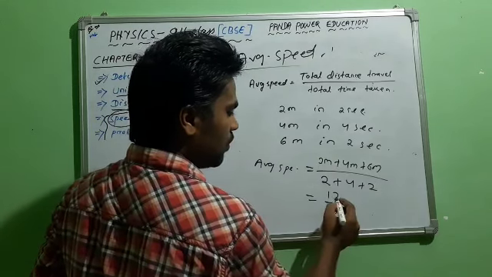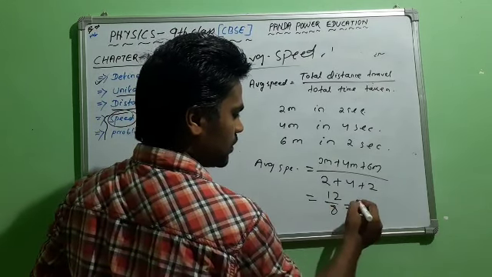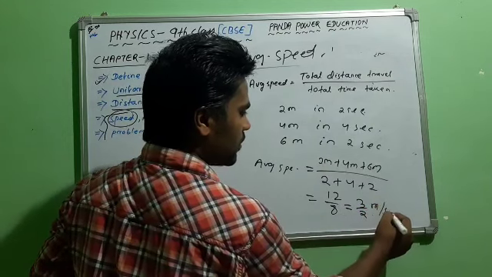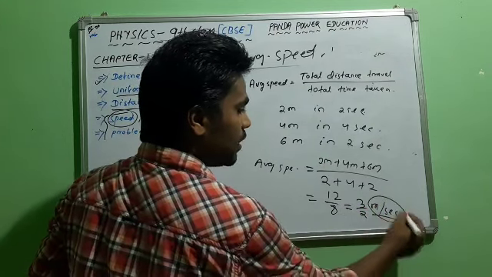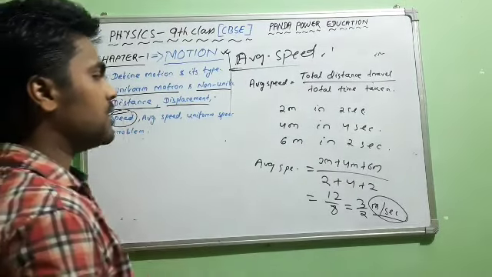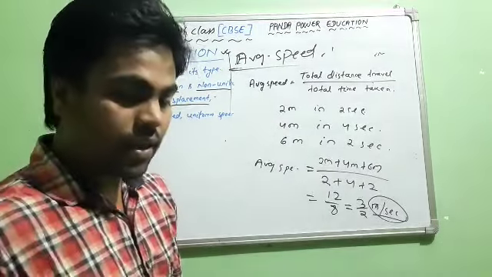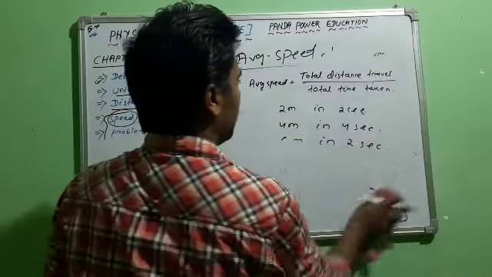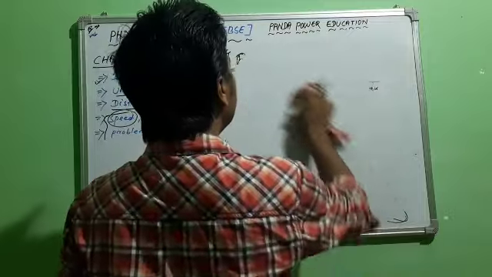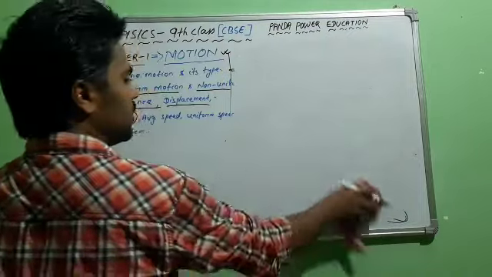Okay, so now cancel, 3 by 2 meter per second. You should always write the unit. So 3 by 2 is 1.5 meter per second. Got it? This is the average speed. If any doubt, please comment.